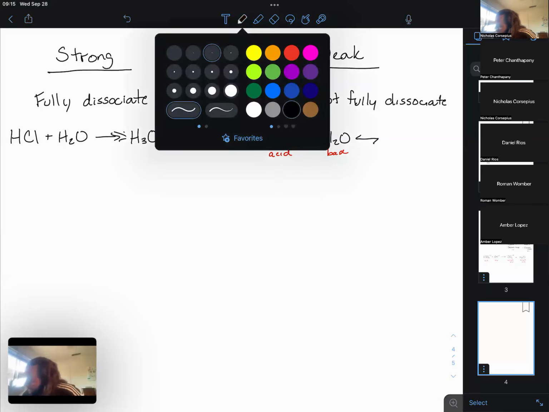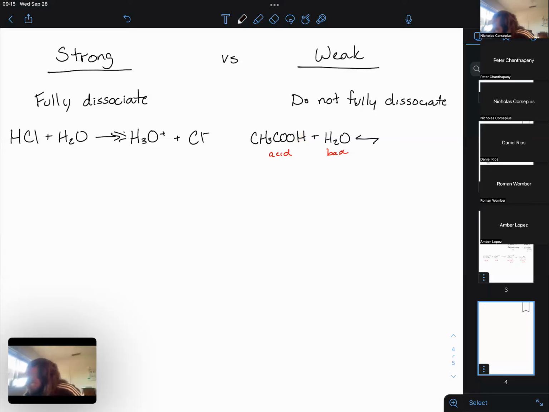So my conjugate base would be when I subtract a hydrogen and decrease the charge by 1. And my conjugate acid would be when I add a hydrogen and increase the charge by 1. All right, so conjugate base, conjugate acid. And again, the whole shtick about a weak acid is that this is a dynamic equilibrium.